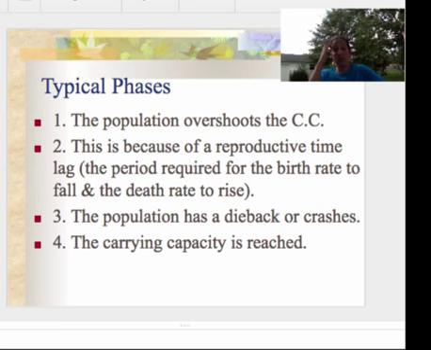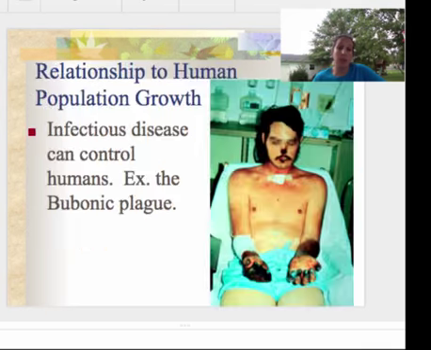Some of the typical phases in your cycle of population control: you might have an overshoot of the carrying capacity, like we talked about before, and this is because of reproductive time lag. We may have an increase in birth rates, and then you have that period required for that birth rate to fall and the death rate to rise again. That population is going to crash, or it's going to have what's called a dieback until that carrying capacity is reached. And another one might have infectious diseases start happening if that population cannot be controlled. An example is the bubonic plague.